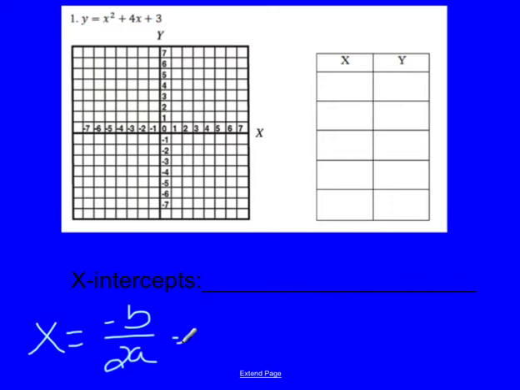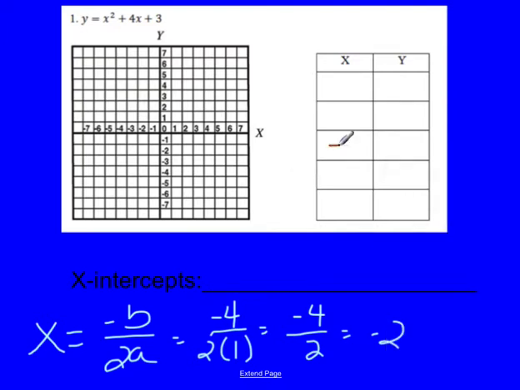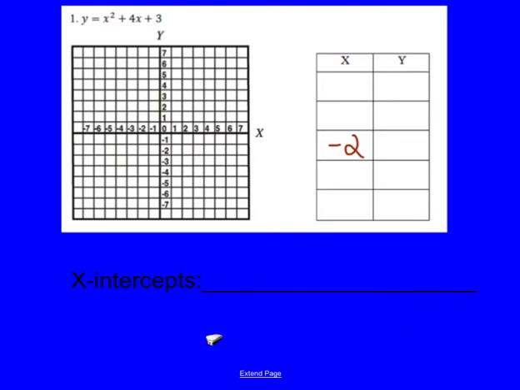Remember, b is always with the x term, so we have the opposite of b over 2, and a is always with the x squared term, and since there's no coefficient, it's just going to be 1. Then we get negative 4 divided by 2, which is negative 2. So the x-coordinate of my vertex is negative 2. Remember, I put that in the center of my chart. Now I need to plug that back in wherever I see an x, and that's what's going to give me my y. So y is equal to negative 2 quantity squared plus 4 times negative 2 plus 3.